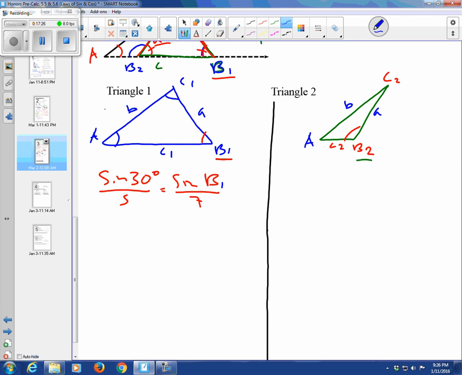First solve for our angle B1 and then go through and solve for our first triangle. And then we'll come back and set ourselves up for the second triangle, and then we'll solve that second triangle. So give the video a pause and solve triangle 1.